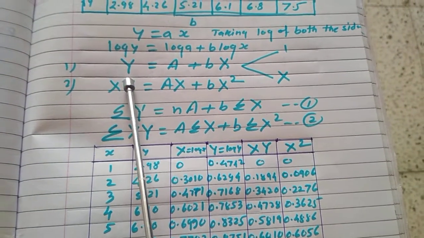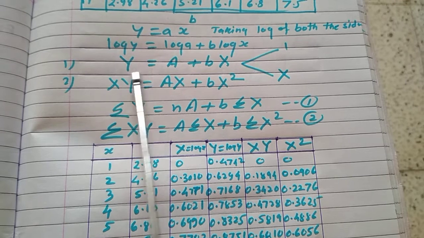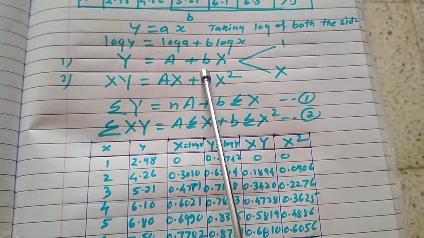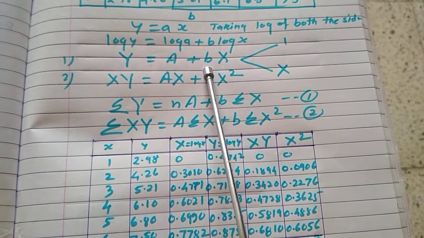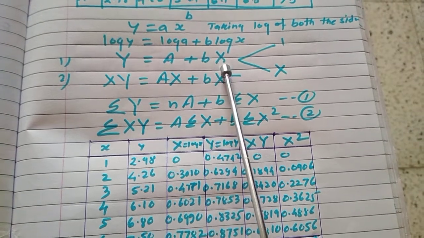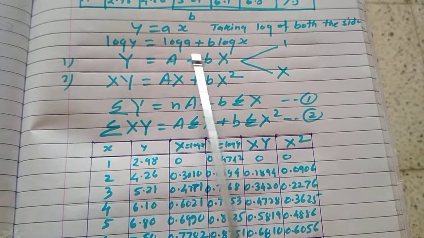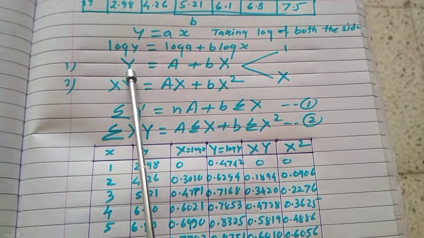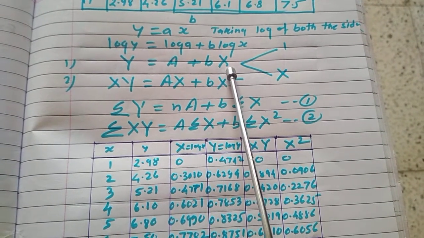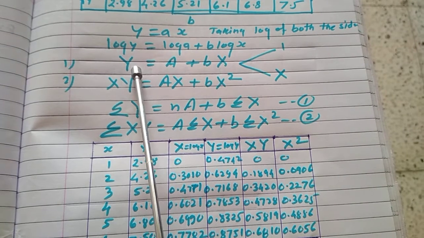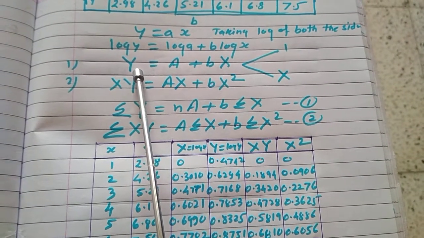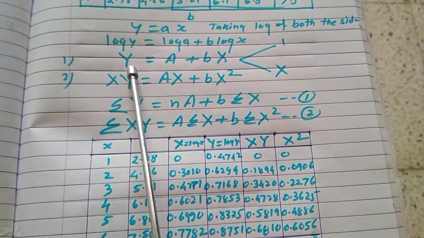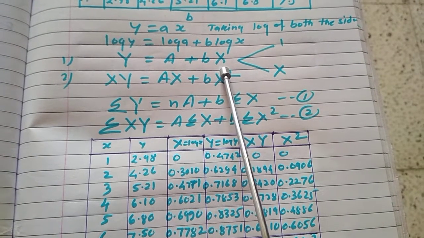So my straight line becomes capital Y is equal to capital A plus small b, the small b remains as it is, and capital X. In this problem of straight line, I don't want small x and small y. I want capital X new table and capital Y new table. I don't want the original x table and y table. Now you know how to fit a straight line.